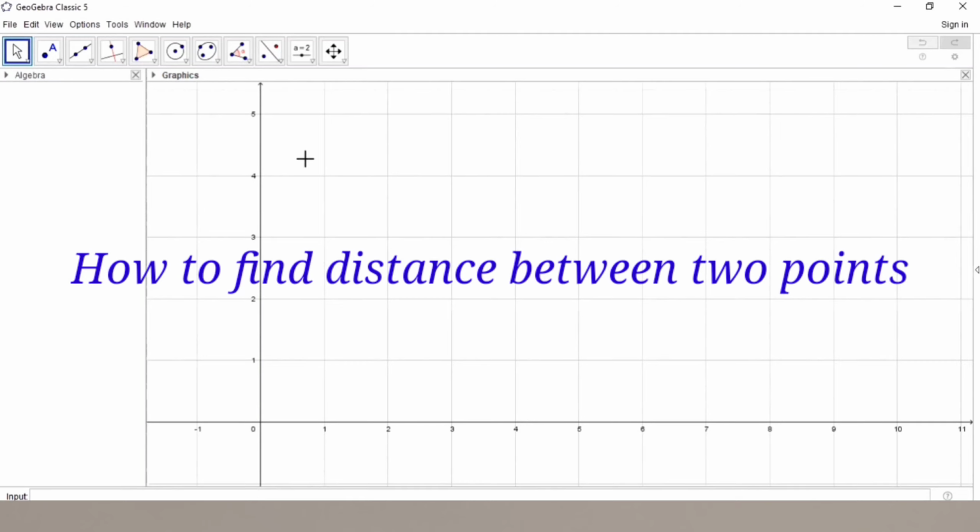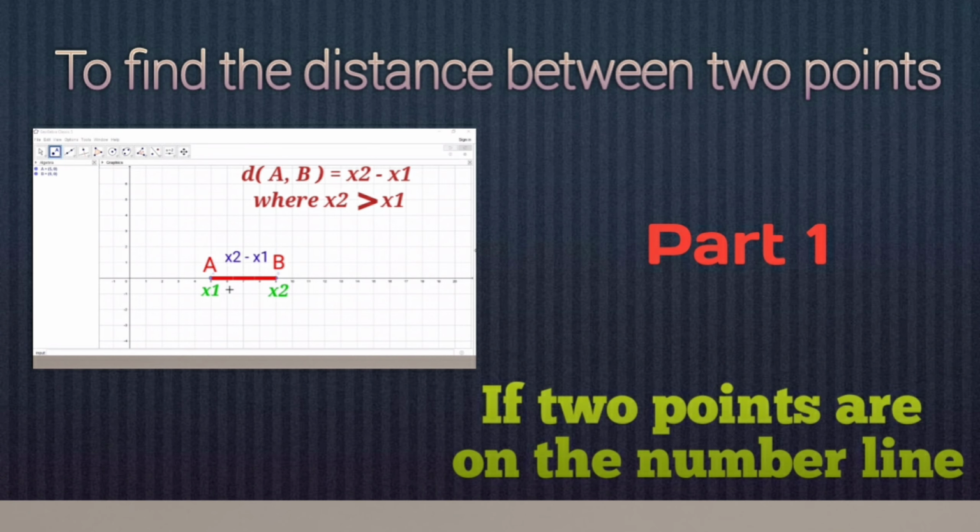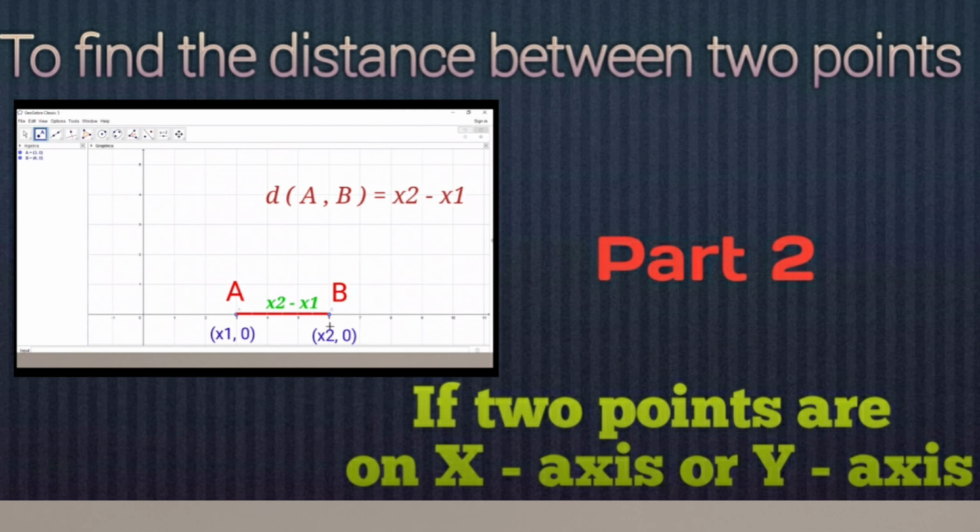Hello students, in this special series we are learning how to find the distance between any 2 points given. In the first part we have studied how to find the distance between any 2 points if they are on the number line. In the second part we have studied how to find the distance between any 2 points if they are on either of the axes, that is if they are on x-axis or if they are on y-axis. You can watch those videos, the links are given in the description.